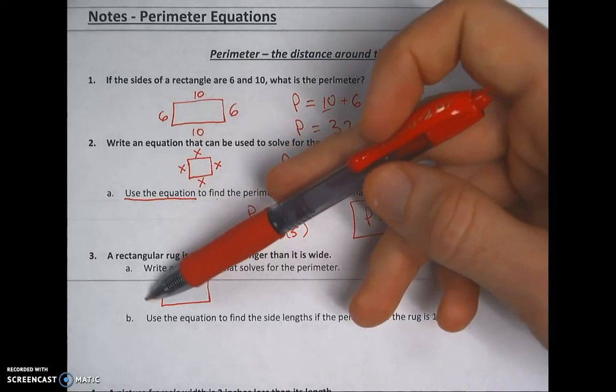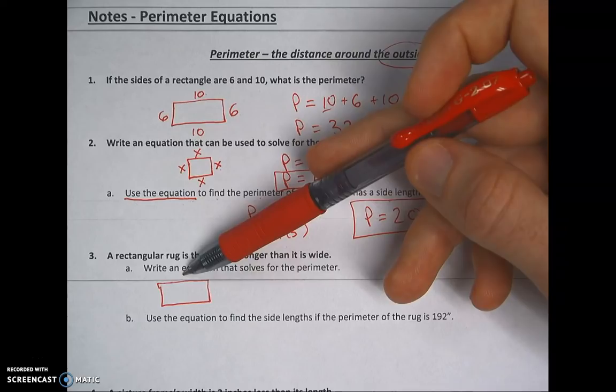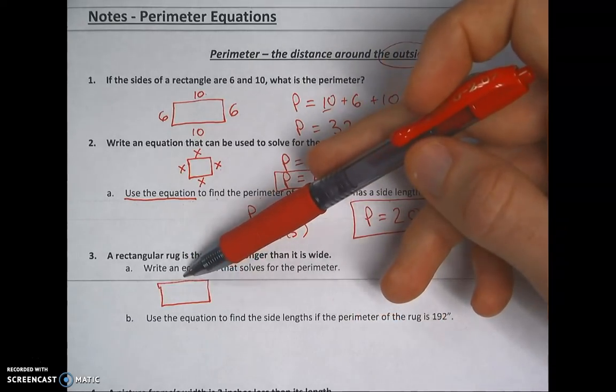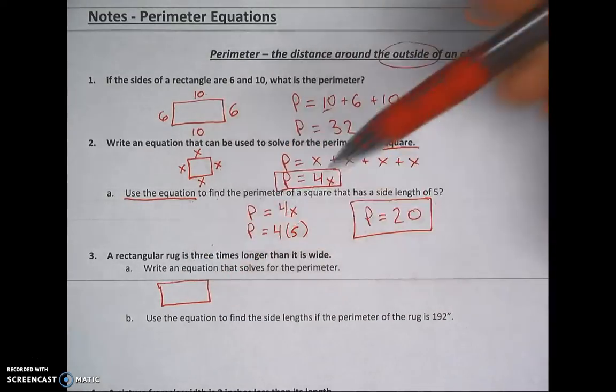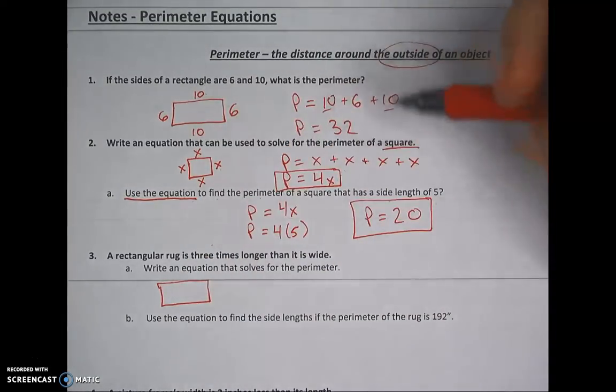So if this one was 10, this one's 30. If this was 100, this one's 300. It's 3 times the size. If this was 2, then this is 6. But we don't know what the sides are.